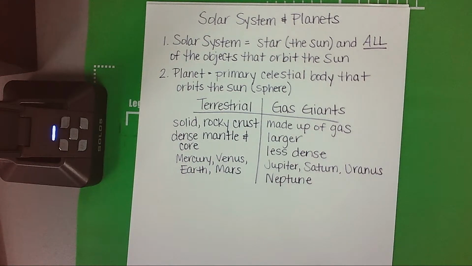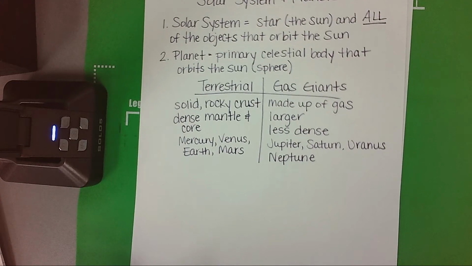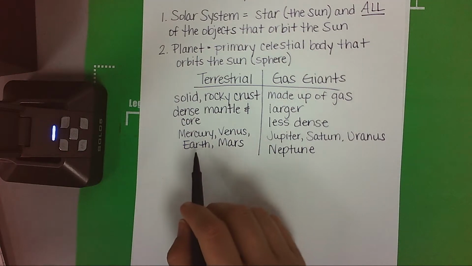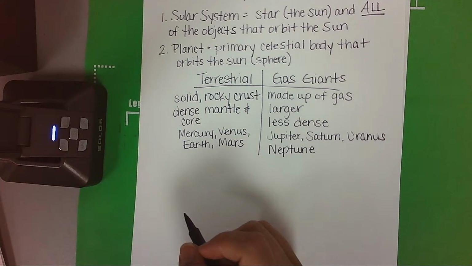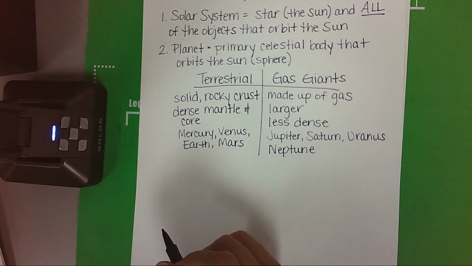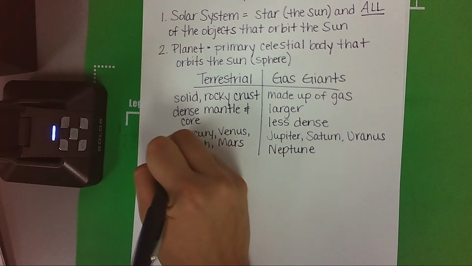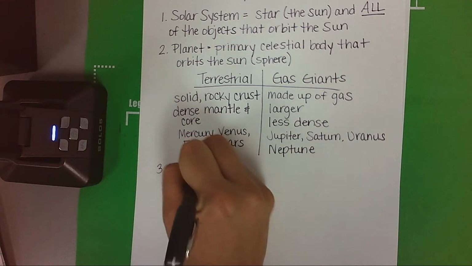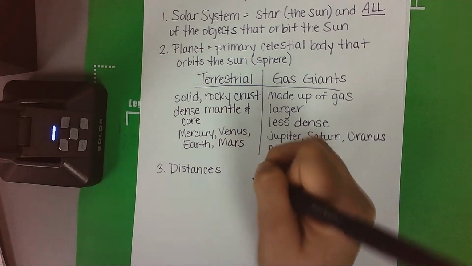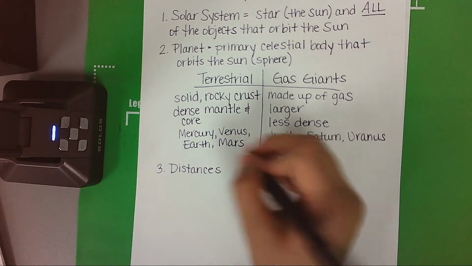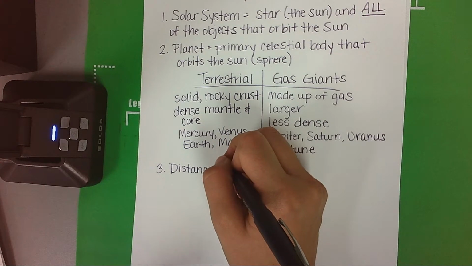Okay, so when we're talking about the solar system, we as scientists like to know, if we're on Earth, how far away are we from the sun? How far away is Mercury? Just like we want to know how far away is school from my house, those kinds of things. So when we talk about distances, there's a different measurement when we talk about space. We don't use inches, feet, miles, kilometers, because the distances are so large.